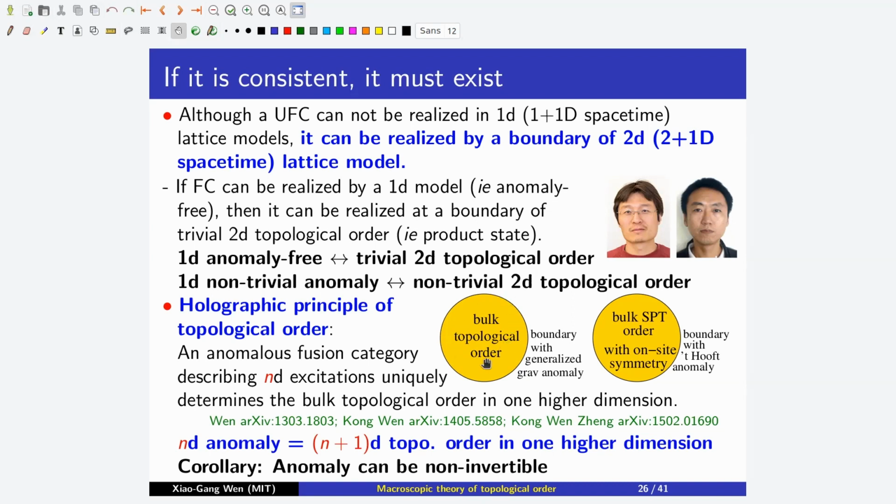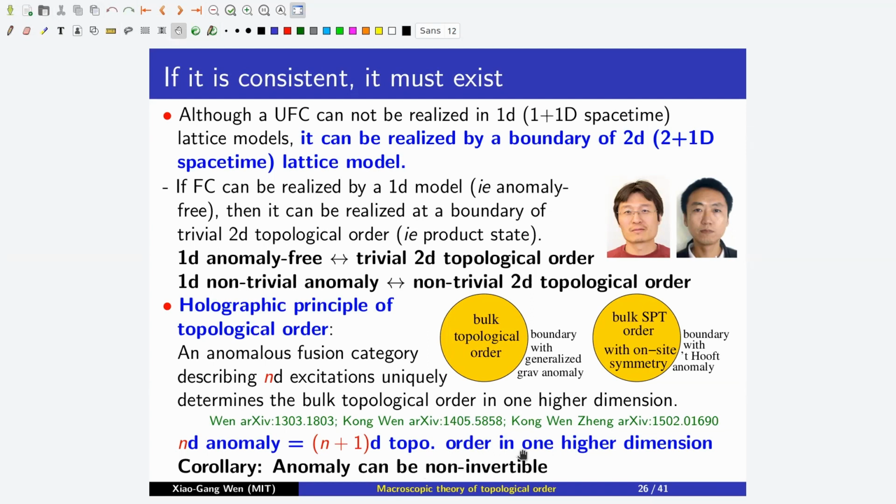But even that is kind of surprising, and this may be a pretty deep thing. That is this holographic principle. But the version we describe here is a categorical version: the boundary excitations, the fusion category, determine the bulk topological order. Okay. So from this point of view, we see that the anomaly can be invertible.